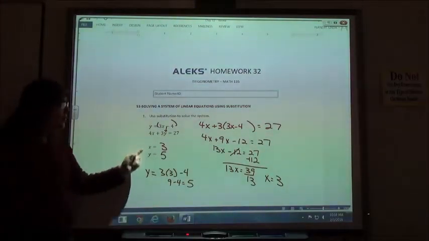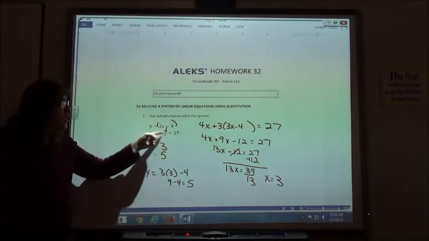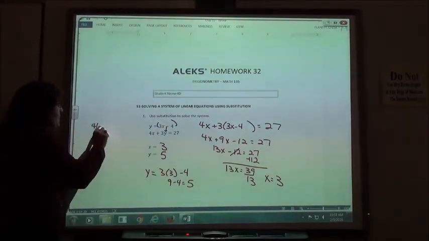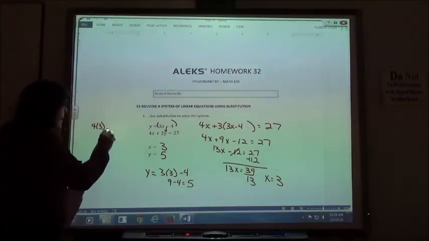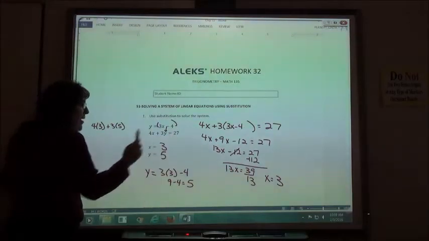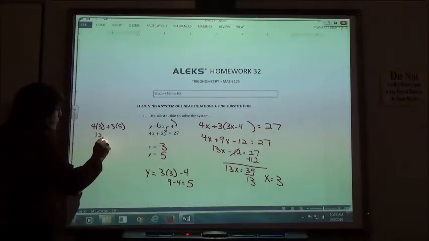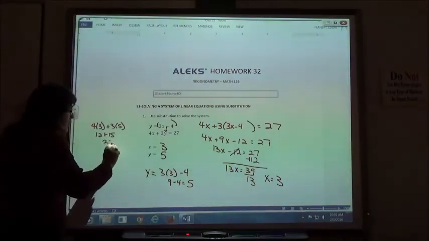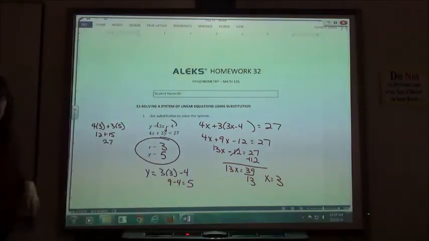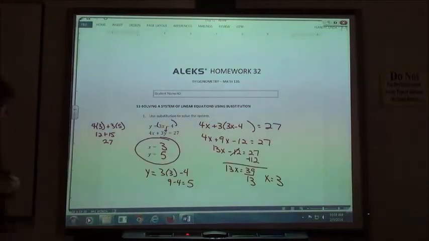Now, if you weren't sure if you did that correctly, you can always check your answers in your other equation. So if I took 4 times my x value, which is 3, plus 3 times my y value, which is 5, do I get 27? Well, I would get 12 plus 15, which is 27. So yes, it checks out. Hopefully I know, yep, I did it right.